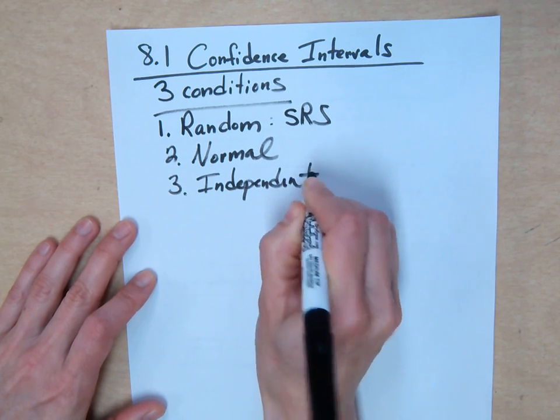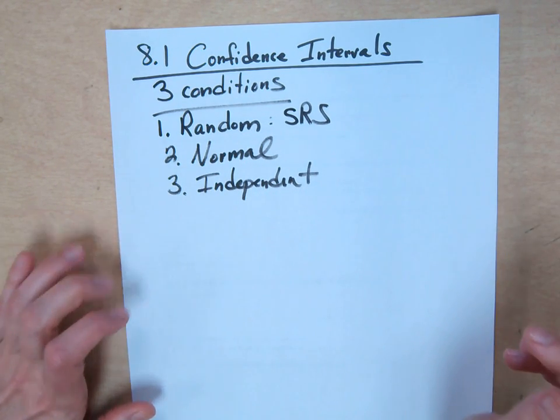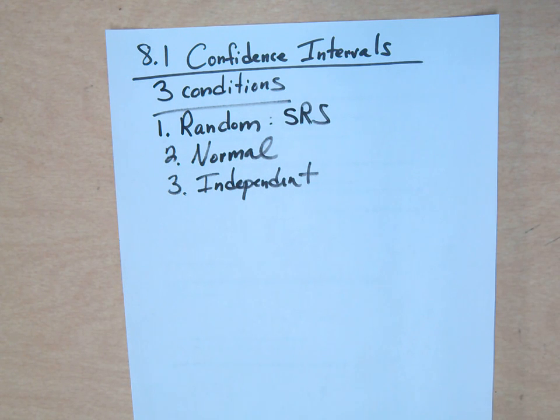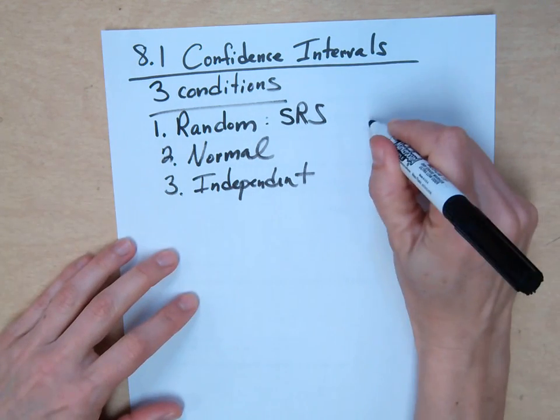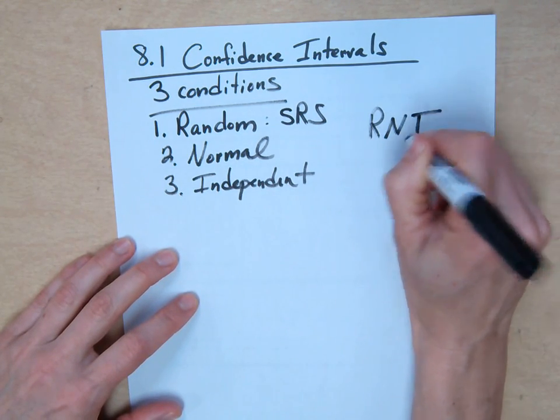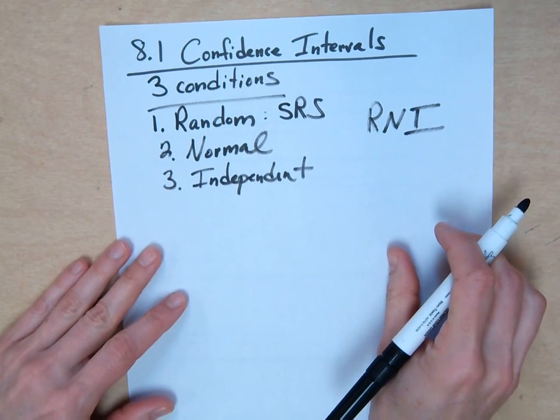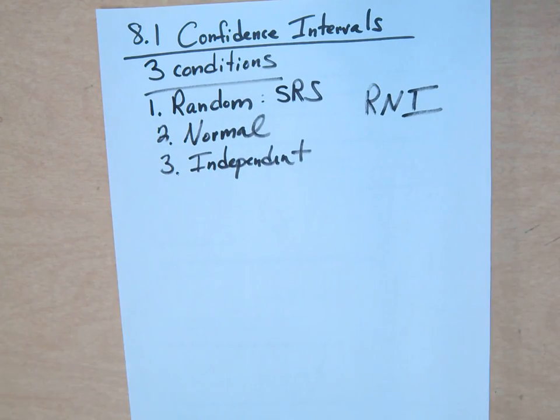the independent condition is also known as the 10% condition. So in order for both of our standard deviation formulas to work, we need to not sample greater than 10% of the population. Because you might say, well, let's just take a huge sample because we'll get closer to the actual answer. But no, not more than 10%. So our mnemonic R, N, and I are always going to be what you need to check to even do your confidence interval to begin with.